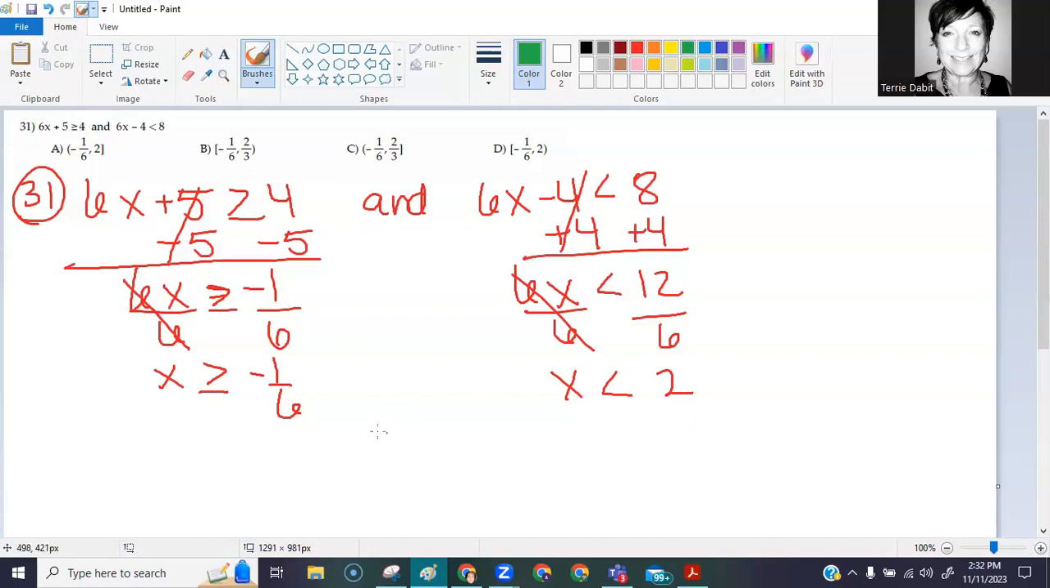After doing the math, I ended up with x is greater than or equal to negative 1/6, and also x is less than 2. And this is an AND problem, so don't forget that we are looking for both graphs. If you see AND, both graphs have to be there.